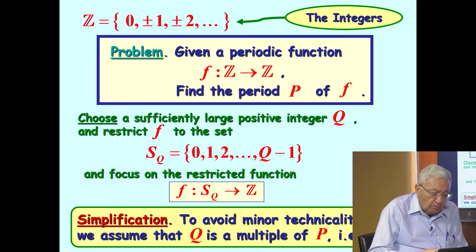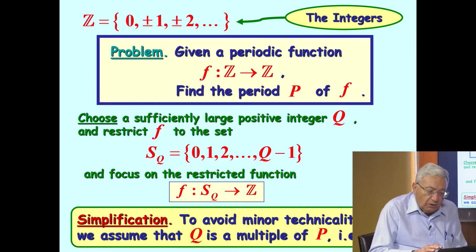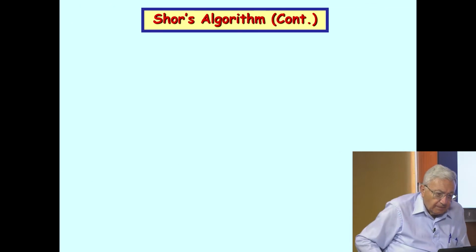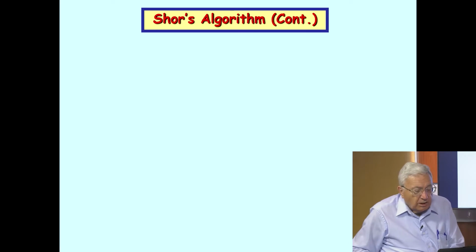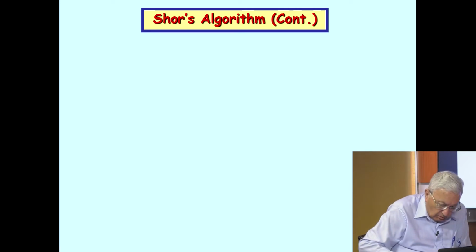Simplification. To avoid minor technicalities, we assume that q is a multiple of q. We don't really need to make this assumption, but if we don't, then we'll end up working with partial sums and tails of sums, and the combinatorics is straightforward but tedious. We will avoid that, but we're losing no essential part of the algorithm. Okay. I said Q is a multiple of Q. P is a multiple of Q. I'm sorry, I should go back. I said it wrong. Let me go back.